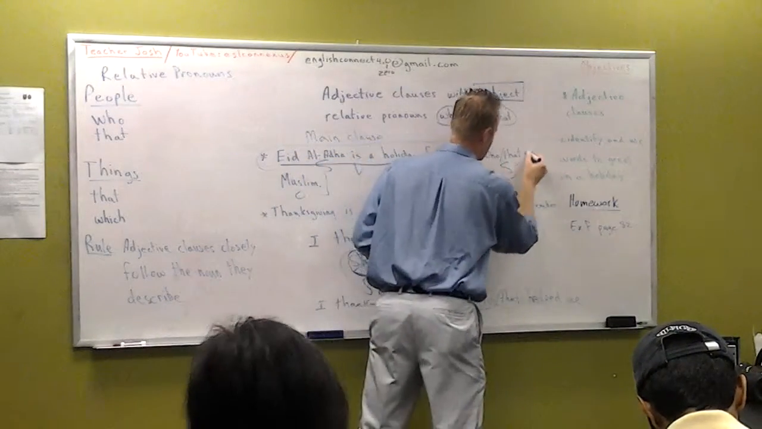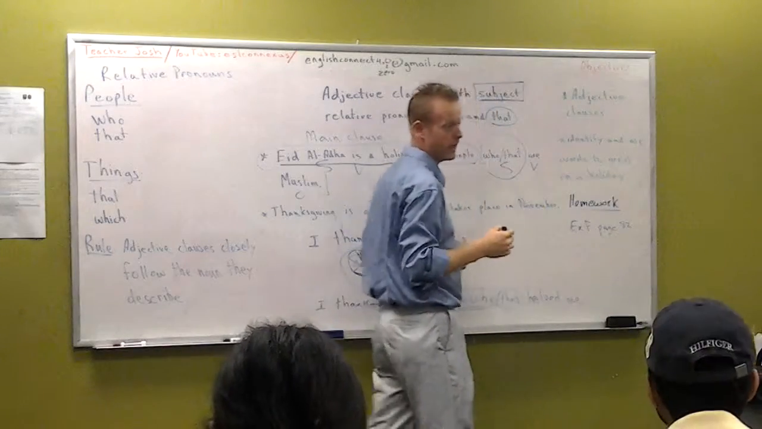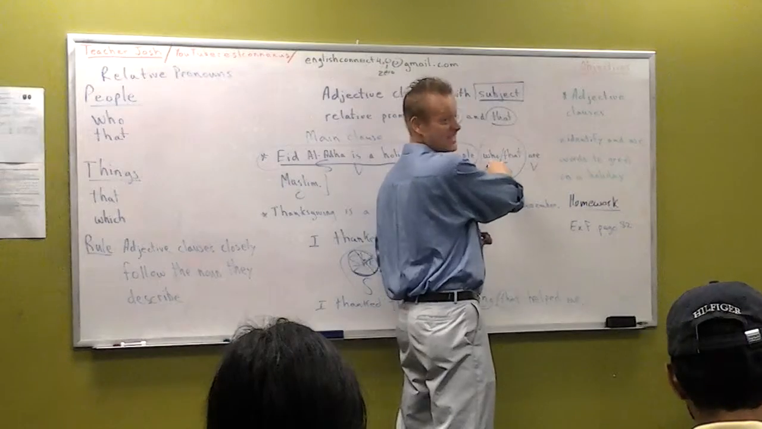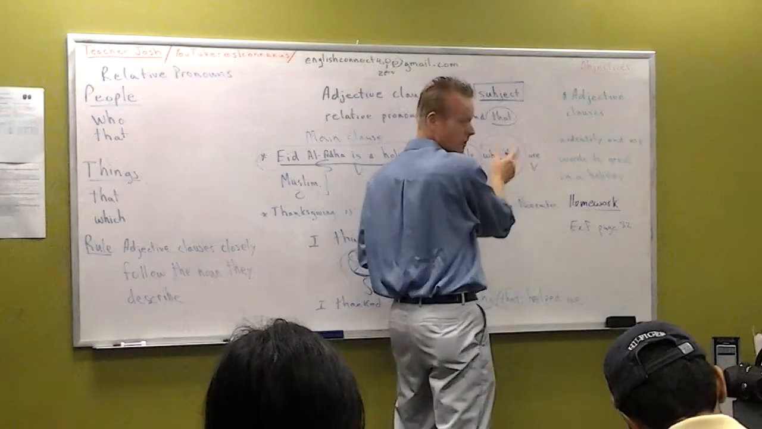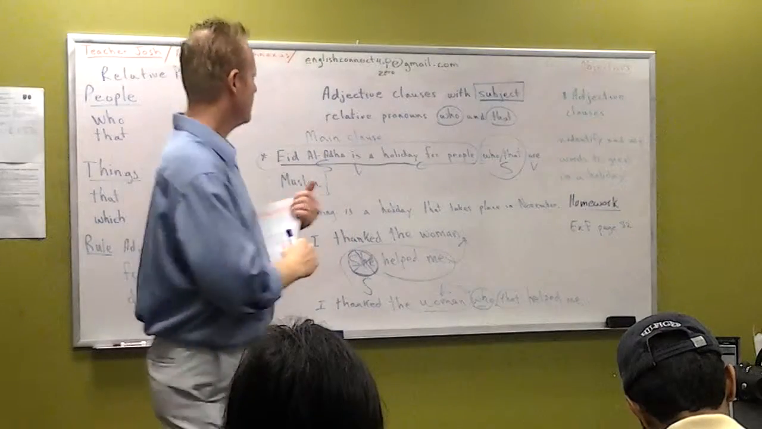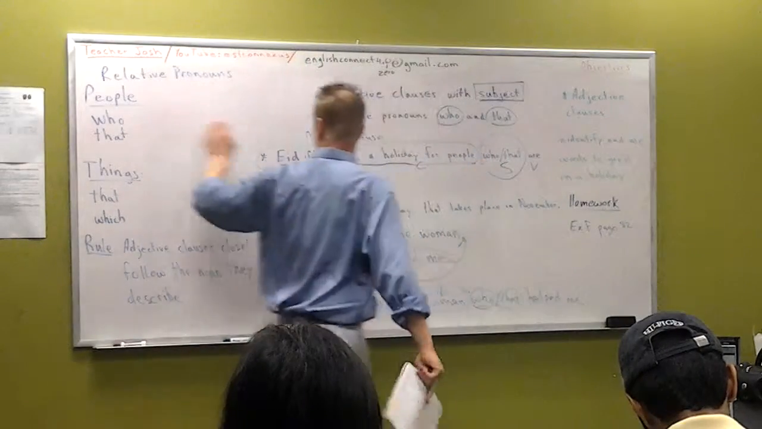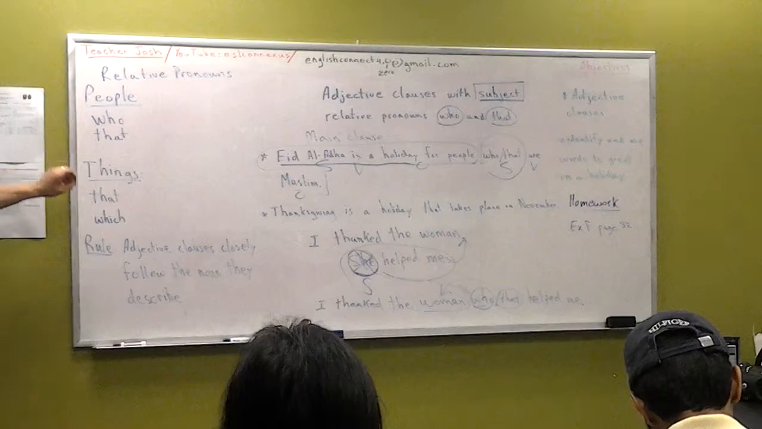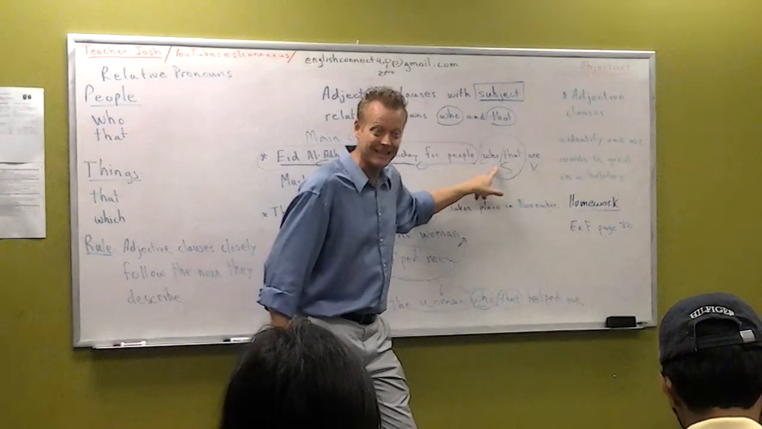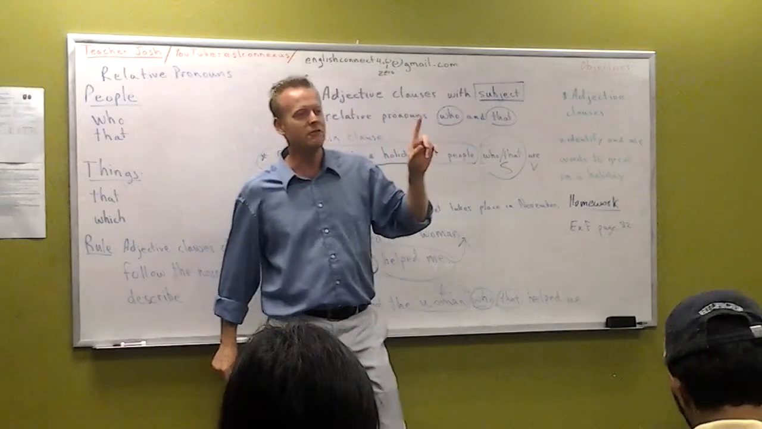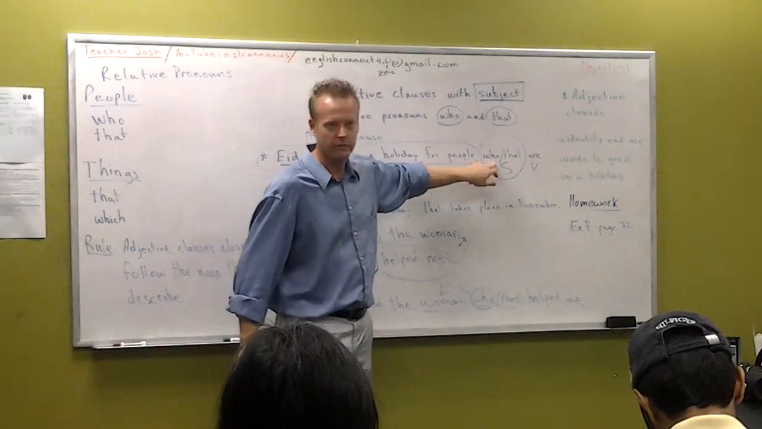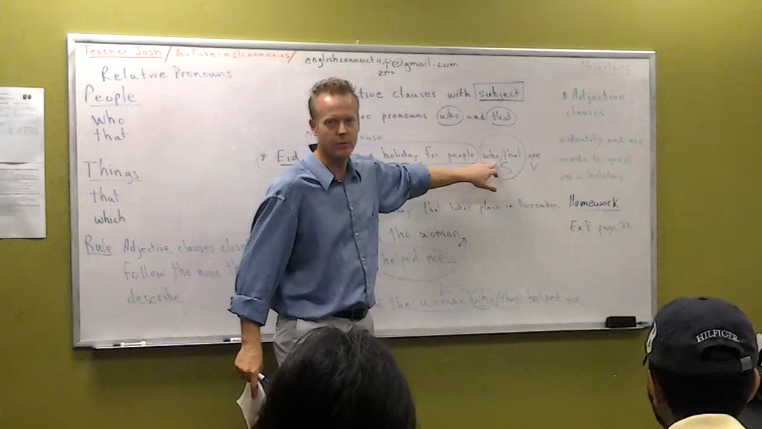In this sentence, and this is important, okay? The relative pronoun is acting like the subject in this clause. And what we're going to find out is when that happens, when the who or the that or the which is acting like the subject in the clause, be very careful. What it means is you cannot get rid of this relative pronoun.